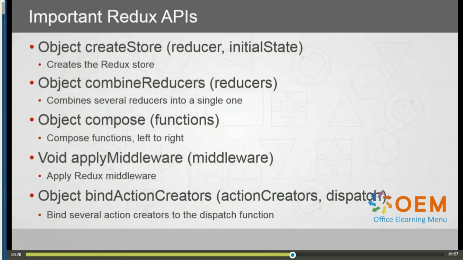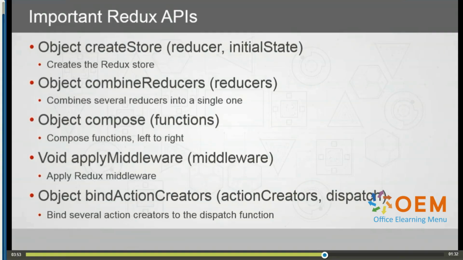Now, in order to manipulate or work with states, Redux provides certain important APIs. The first API is to create the Redux store, and we'll be using the createStore method with two different arguments, the reducer and initial state. If there are multiple reducers, we can use the combineReducers method or function to combine them into a single reducer.